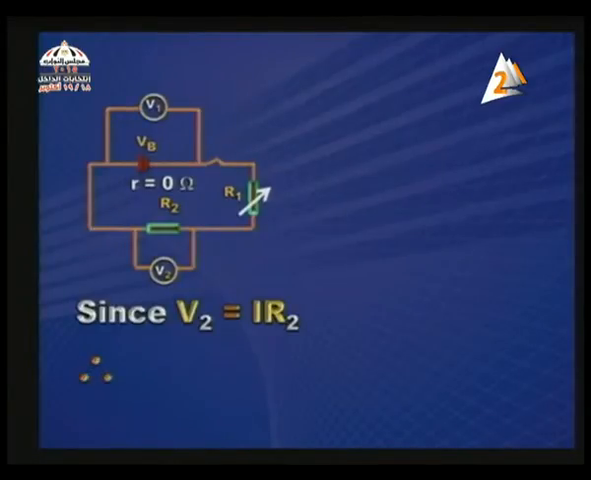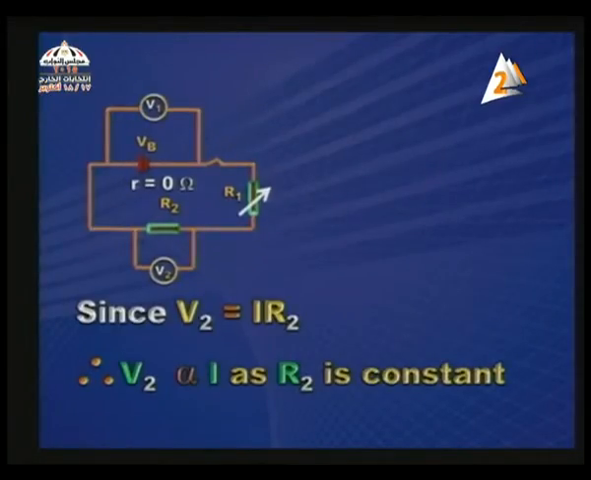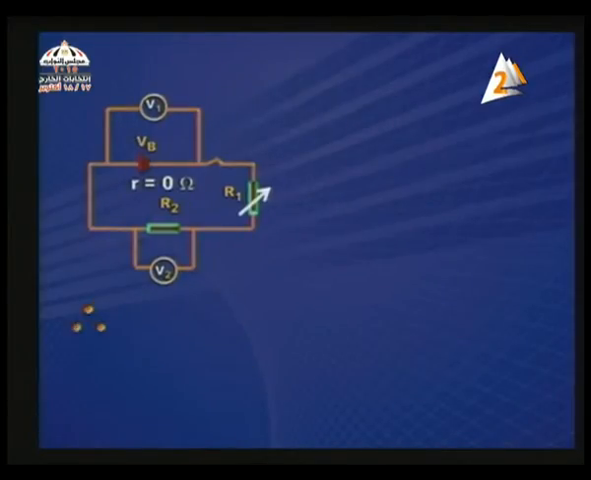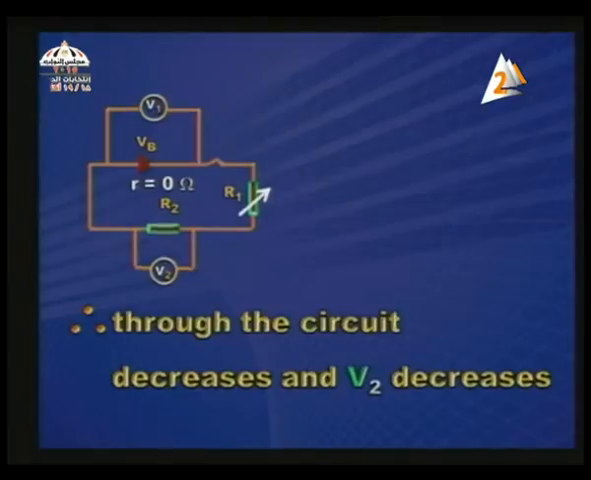V2 equals IR2. Okay, so it is proportional to the current as R2 is constant. When R1 increases, the current decreases, and V2 of course decreases. It depends on the current. V2 equals IR2, R2 is constant, so when increasing R1, the current decreases, so V2 decreases. And once again, what about V1? V1 is equal to V battery because r small is equal to 0. V battery does not change, V1 does not change.